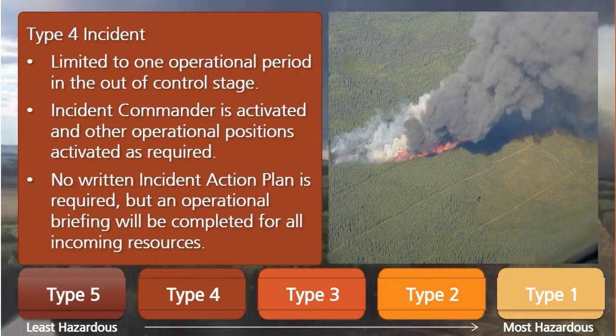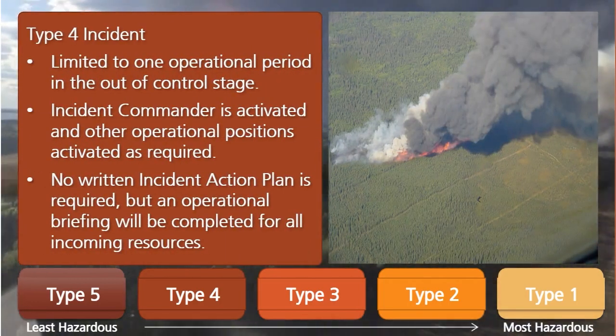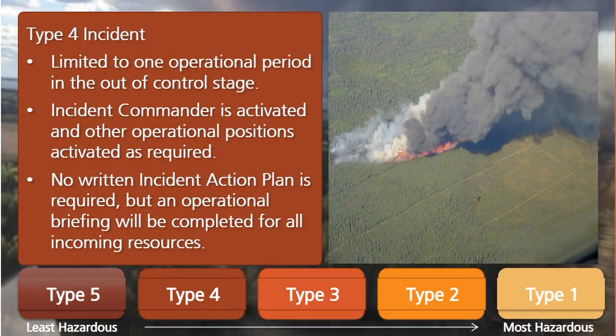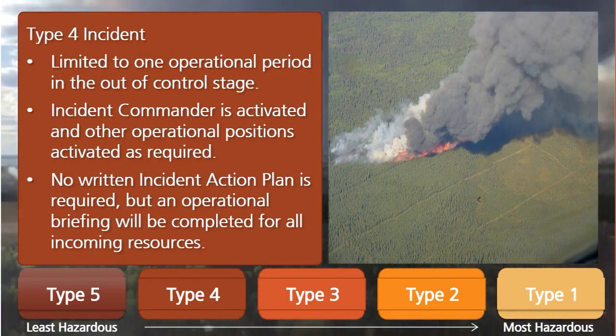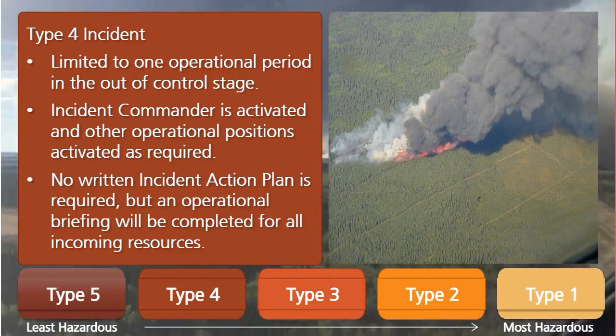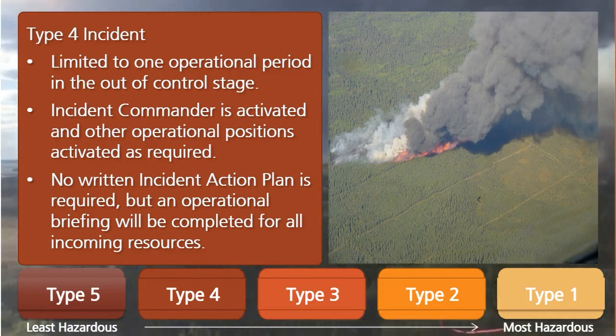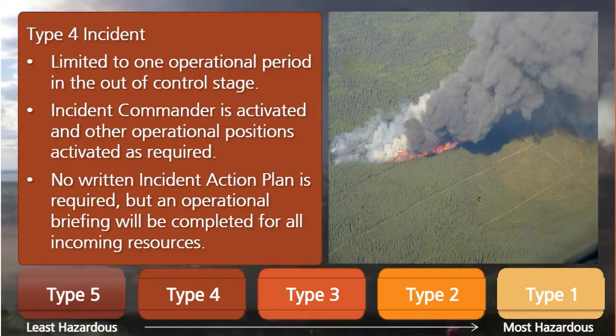Type 4 incident. Limited to one operational period in the out of control stage. Incident commander is activated and other operational positions activated as required. No written incident action plan is required, but an operational briefing will be completed for all incoming resources.